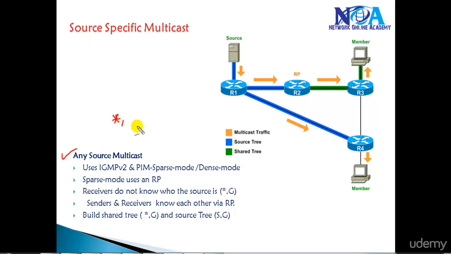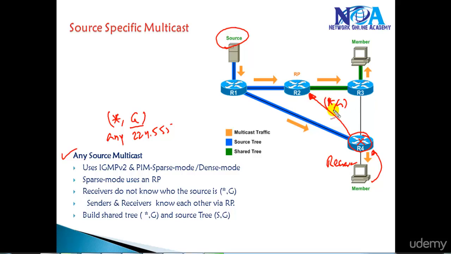Any source multicast means we are expecting a receiver to receive traffic for a group, let's say here 224.5.5.5, and the source can be anything. The receiver who wants to receive the multicast traffic does not know the exact source address for that group address. So it sends an IGMP request or IGMP report message to the router. The first hop router sends that information to the RP by sending PIM join messages, and the source who wants to send the multicast traffic has to register themselves with PIM register messages.